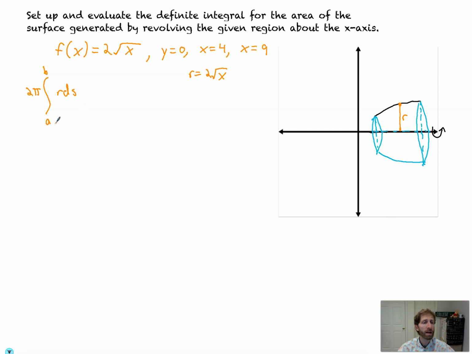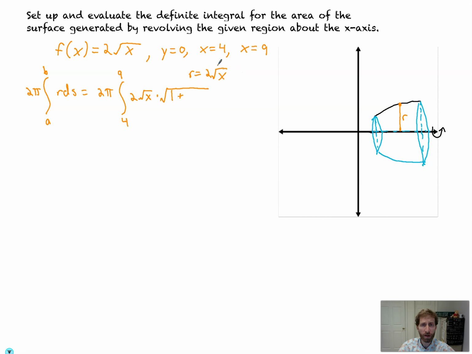So 2 pi integral a to b of r ds ends up being 2 pi. A is going to be 4. That's your x value on the left. 9 is going to be x, the upper x value. Then r is 2 root x. ds, remember that is the arc length. So that's going to be times the square root of 1 plus, now we need f prime of x squared.